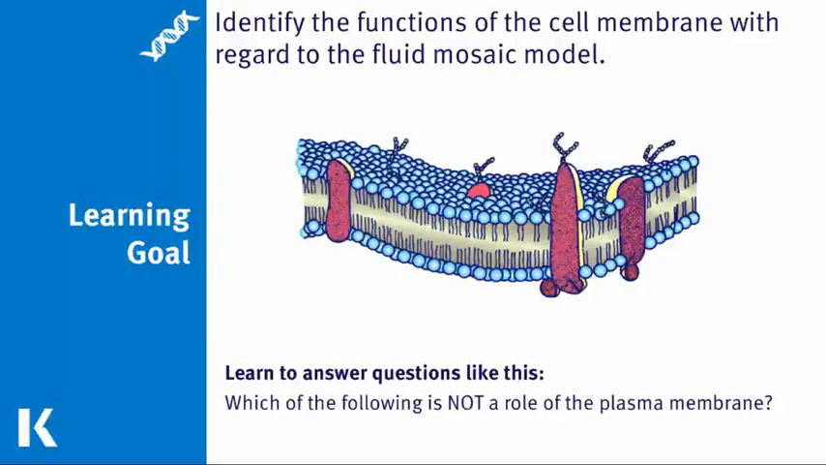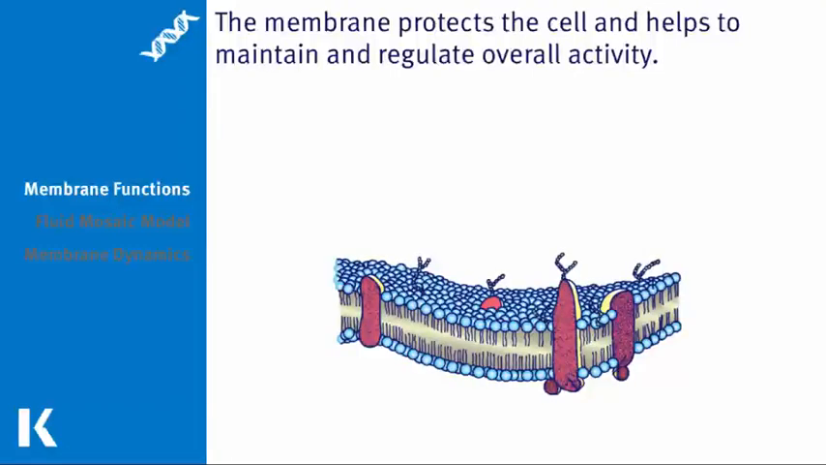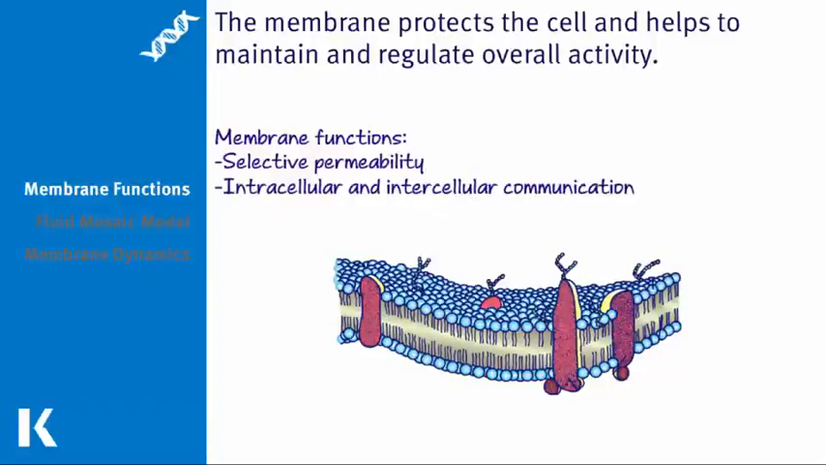By the end of this review, this goal should help you answer questions like this one about the role a plasma membrane plays. The most important job a cell membrane has is to protect a cell. Secondarily, it also plays a big role in sustaining and regulating cellular activities. Membranes serve many functions, including creating selective permeability, intermolecular communication, and transport of biologically important molecules both within a cell and around a body.